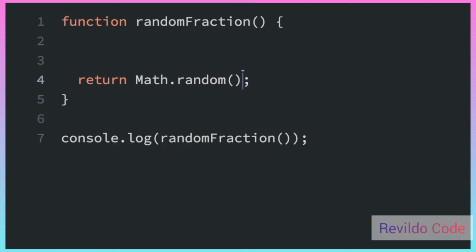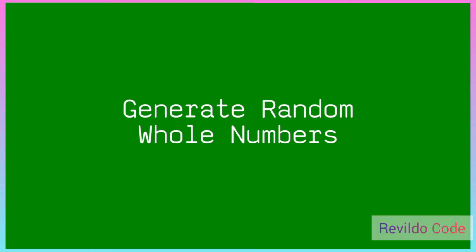and you will see that when I run this, we have 0.238137141 and so on. So it's always going to be a number between 0, and it could be 0, and 1, but it could not be 1.